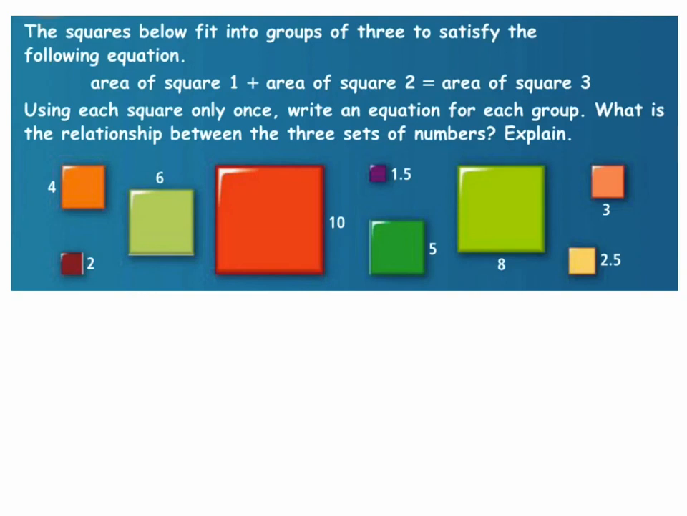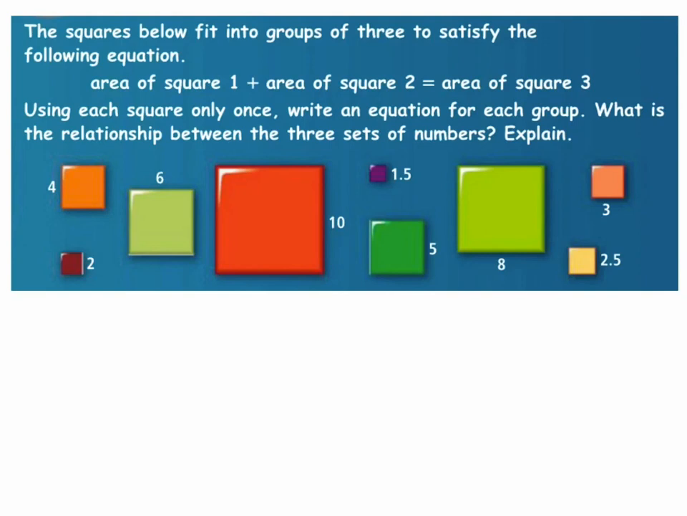Explain. So you're going to try and sort these into groups of three, where the area of square 1 added to the area of square 2 will equal the area of square 3. This is a warm-up, so you're going to pause this now and try this. Find two squares that when you square their side lengths and add them together, you get the square of the other side length of a different square. Pause it, try it now, and when you start the video back up, we will talk about the solution.